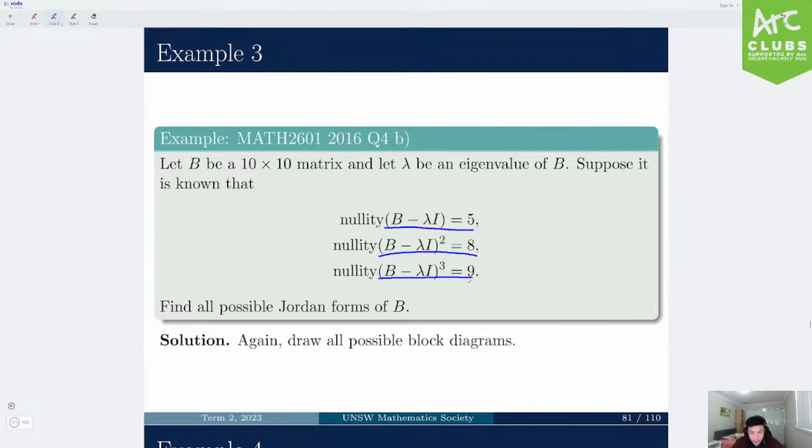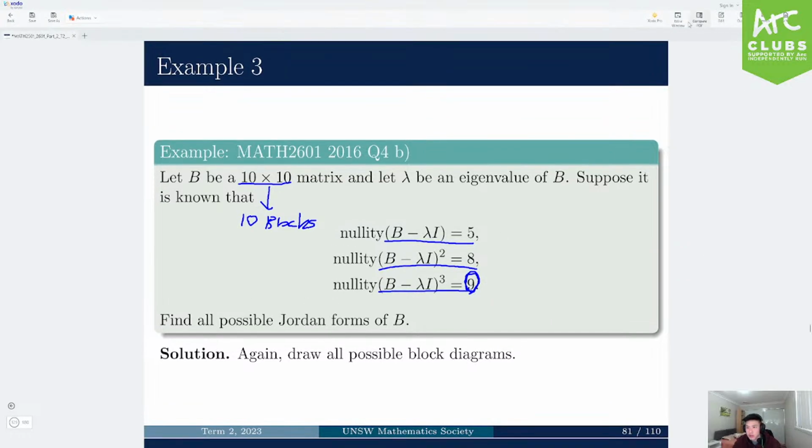So notice that already we have the nullity of B minus lambda I cubed equal to 9. Since we have a 10 by 10 matrix, it should have a total of 10 blocks in the block diagram. I shouldn't say Jordan blocks, I should say blocks, because we're talking about block diagrams. This tells us that we can already draw out 9 blocks from the given info, so we just have to exhaust all of the cases where the last block can be.